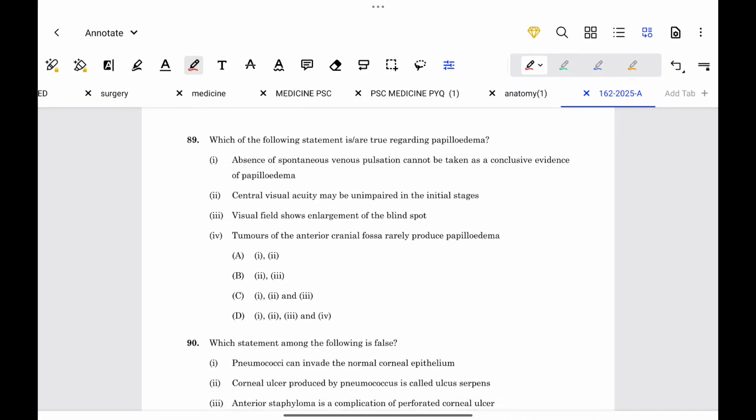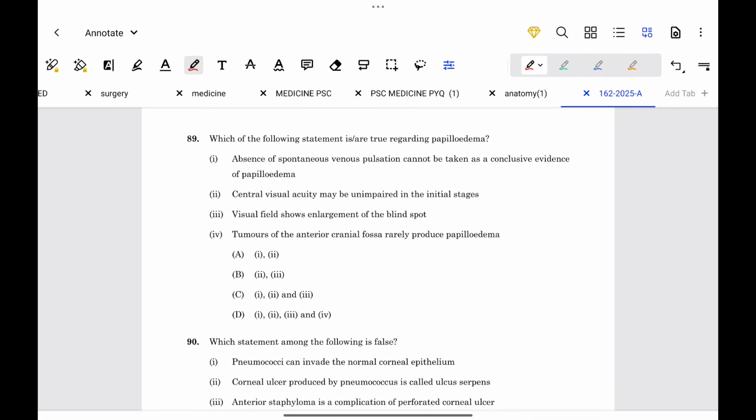Which of the following statements is true regarding papilledema? Okay. Here, absence of spontaneous venous pulsation cannot be taken as conclusive evidence of papilledema. This is true. Central visual acuity may be unimpaired in the initial stages. True. Then visual field changes show enlargement of the blind spot. True. Tumors of the anterior cranial fossa rarely produce papilledema. True. Here answer option D.